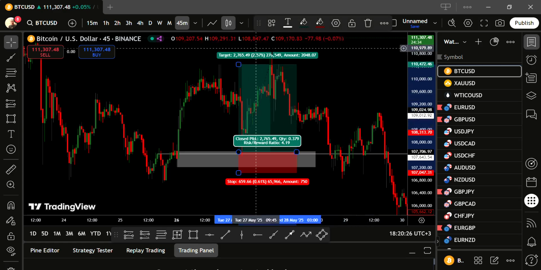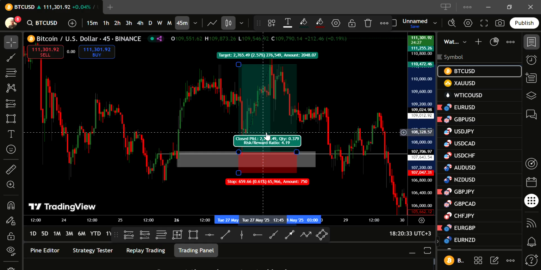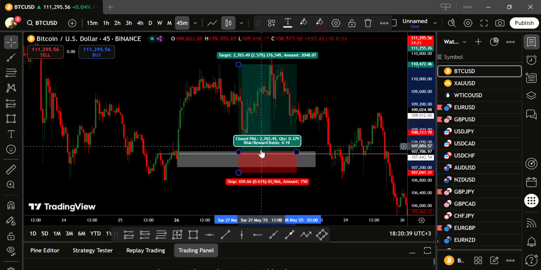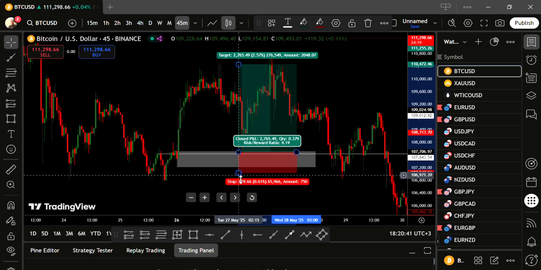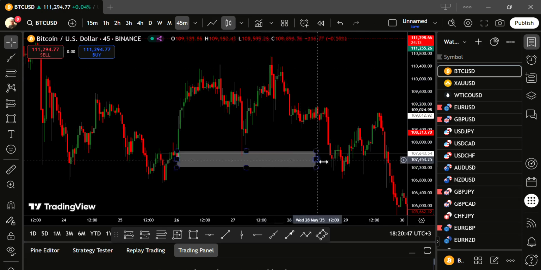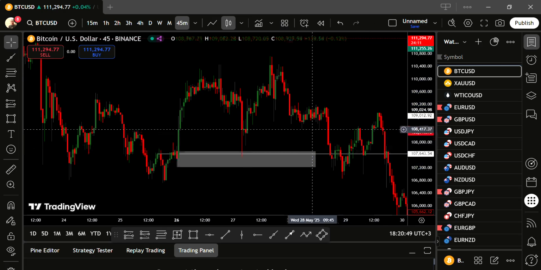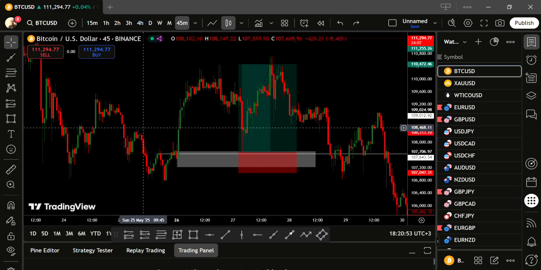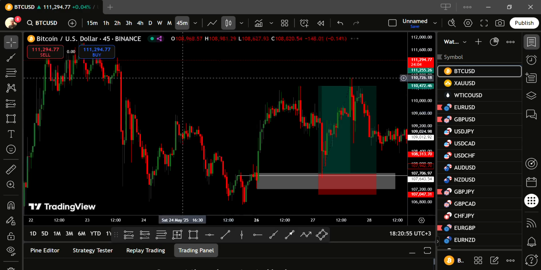4.1. 270 pips. 4.1, guys. 4.1. 270 pips. So if you enter lot size 1, that is 2,700. 2,700 BTC USD. You see that setup? Guys, that setup is so powerful. So powerful. I like it so much. It's so powerful. Okay, so let's proceed.